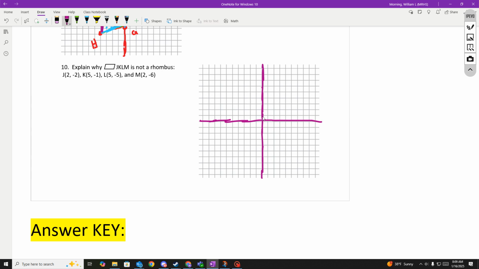Let's see, 2, negative 2. 1, 2, 3, 4, 5, negative 1. 5, negative 5. 1, 2, 3, 4, 5. 5, negative 5. 2, negative 6. 1, 2, 3, 4, 5, 6.